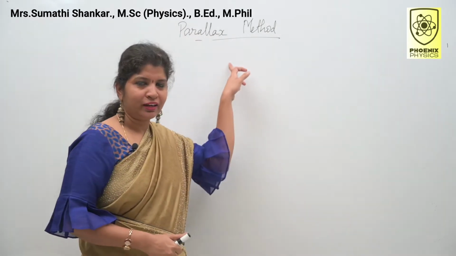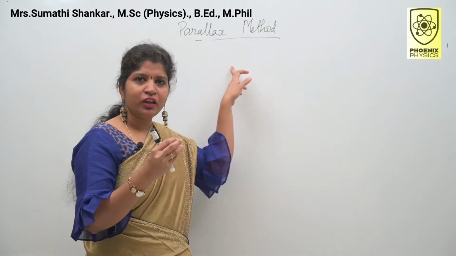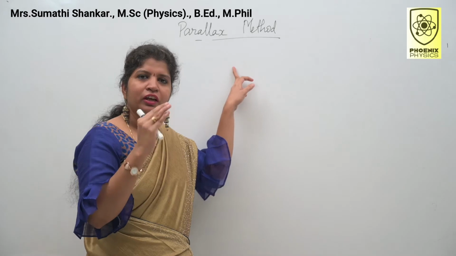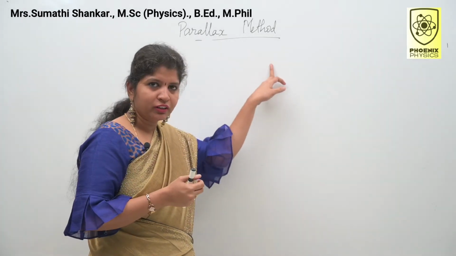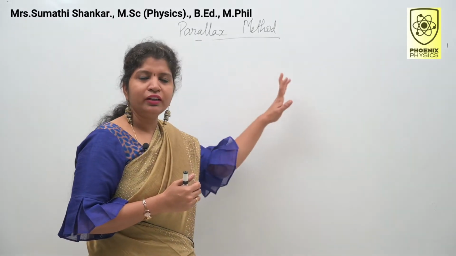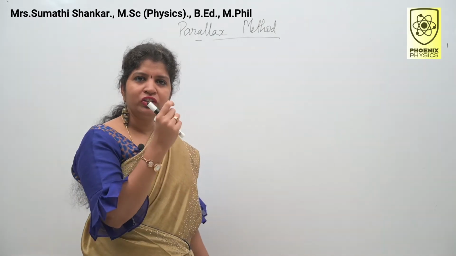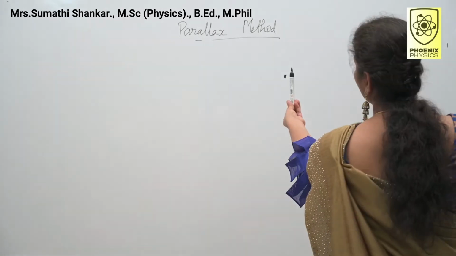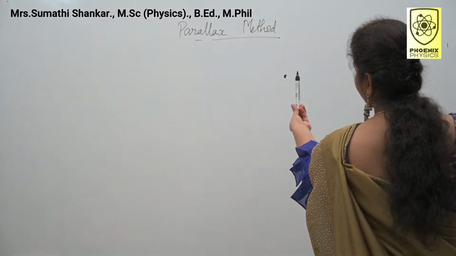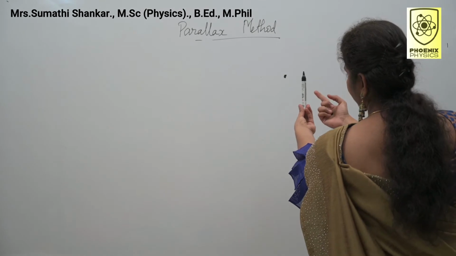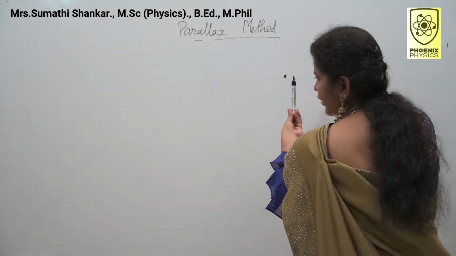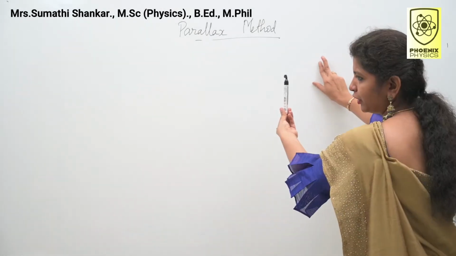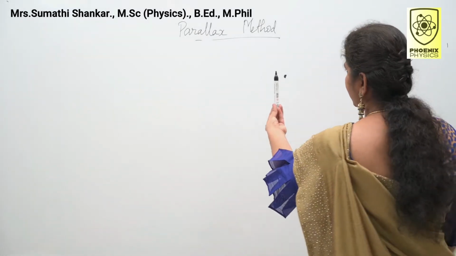What is parallax? Simply we can say parallax is the apparent shift in the position of an object with respect to another when we shift our eye sideways. For example, I am holding the marker in front of my eyes against some point on the background. Here my background is the whiteboard.